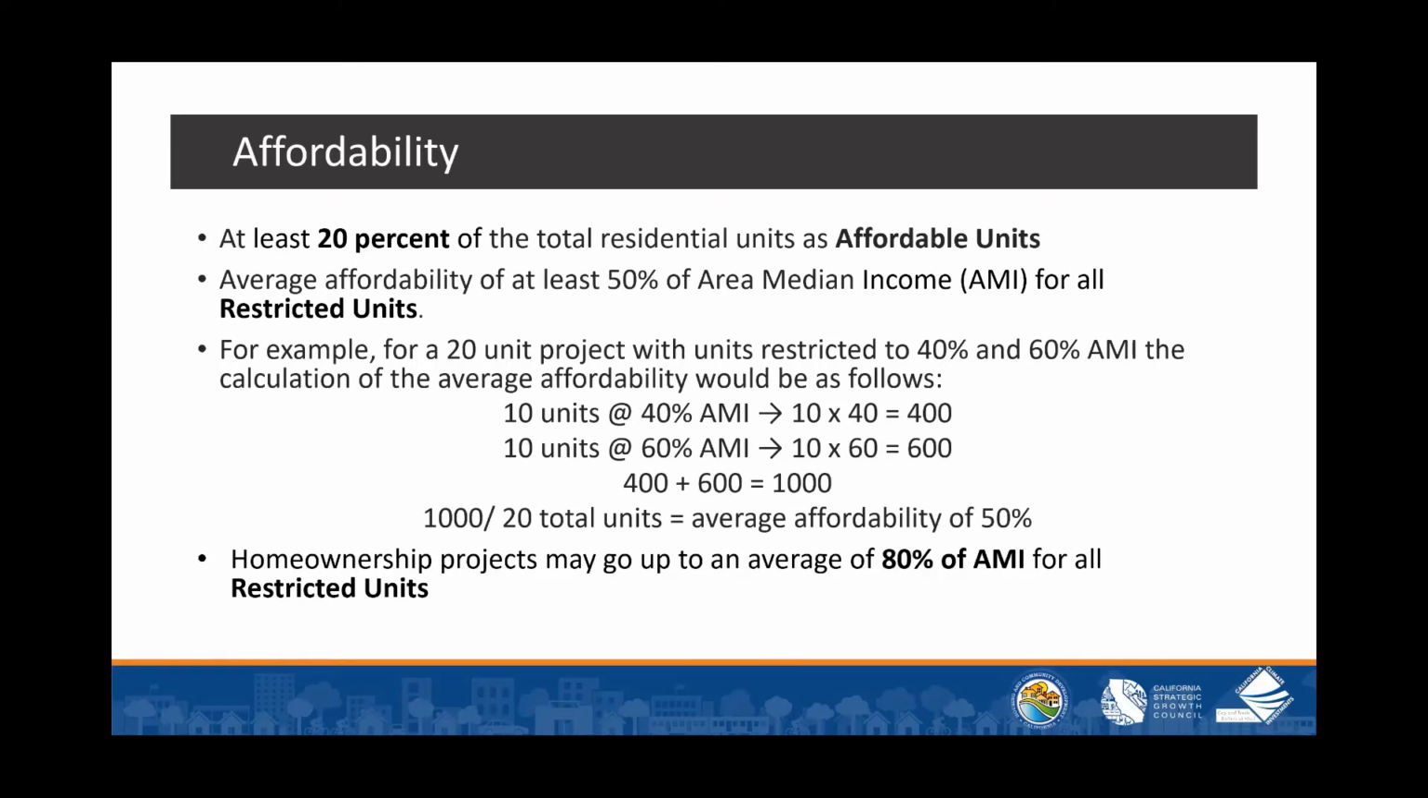So that's the example. For homeownership projects, you may go up to an average of 80% of the area median income for all restricted units.